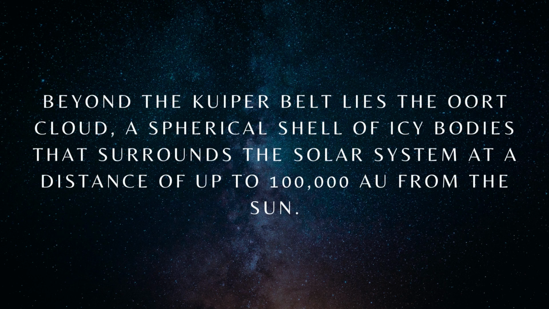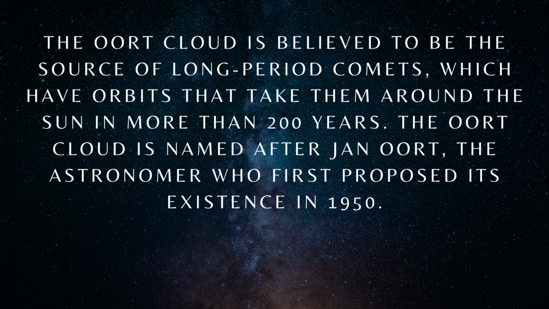Beyond the Kuiper Belt lies the Oort Cloud, a spherical shell of icy bodies that surrounds the solar system at a distance of up to 100,000 AU from the Sun. The Oort Cloud is believed to be the source of long-period comets, which have orbits that take them around the Sun in more than 200 years. The Oort Cloud is named after Jan Oort, the astronomer who first proposed its existence in 1950.